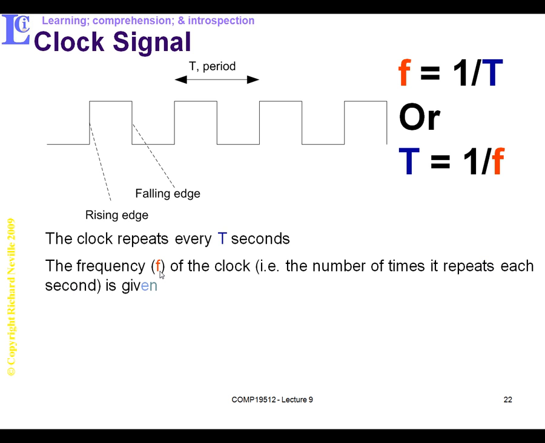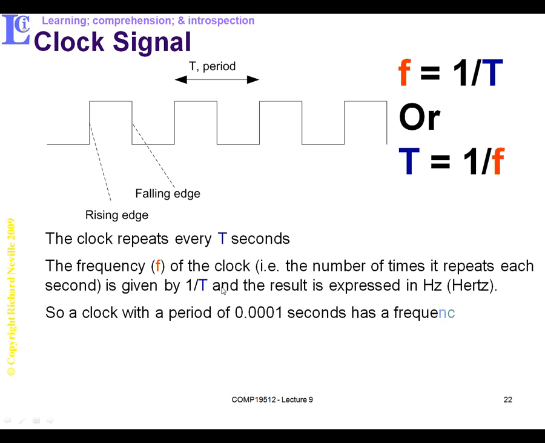So f is frequency, and this is the number of times it repeats each second, and is given as 1 over T. And this was given a naming convention by the first person who developed an understanding of this, if you like, which is hertz. It's represented in cycles a second, a hertz.